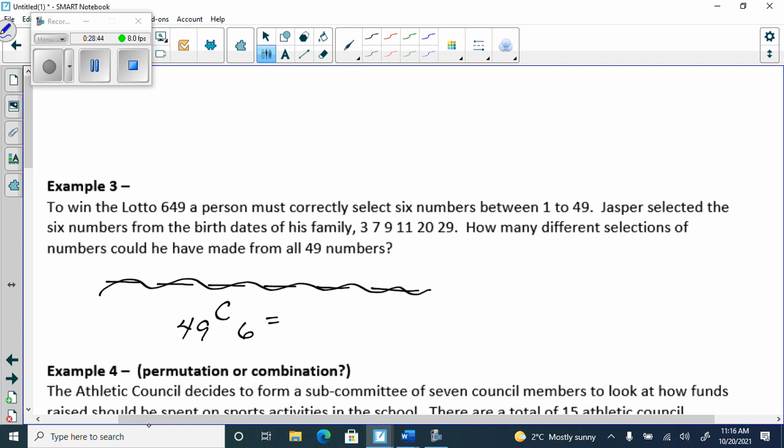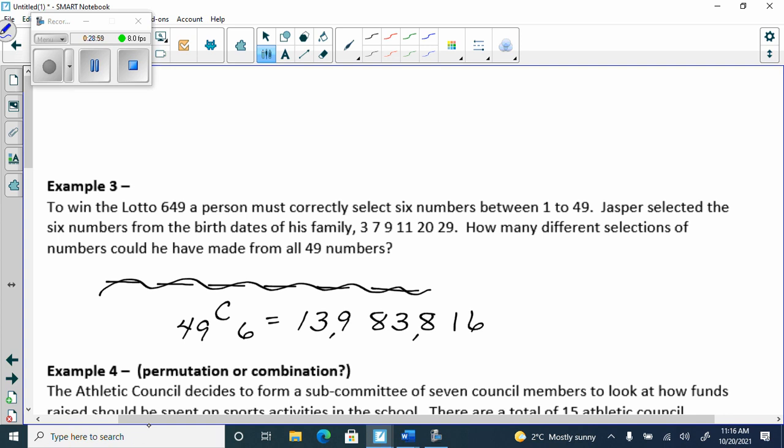Maya, what'd you get? 13,983,816. So you have a 1 in 13,983,816 chance of winning the lotto.